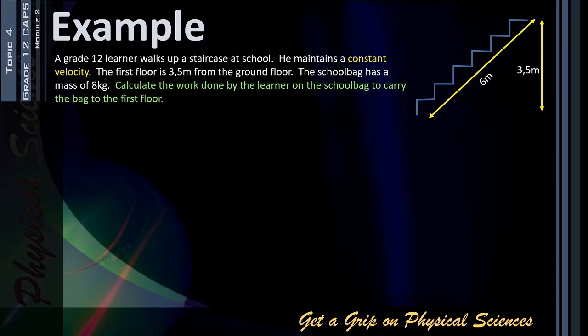The object here is a school bag, and there are two forces acting on the school bag. It's the applied force and then gravity. But we are only interested in the applied force because we have to calculate the work done by the learner on the school bag. And they didn't give us the applied force. They only said that he maintains a constant velocity.